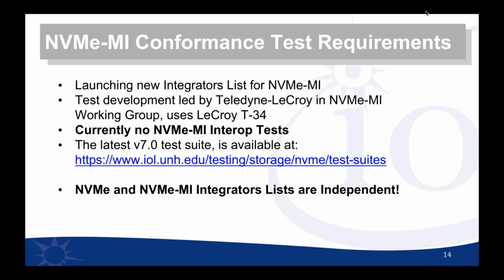It's up on the UNH IOL site, so you can download and see which tests there are, FYI, which tests are mandatory. Now, one thing I want to make really clear to folks is that the base NVMe list, based on the NVMe specification, and the NVMe-MI integrators list are independent. That means if a product qualifies for the NVMe list and maybe doesn't qualify for the MI list, that's okay. It'll just get listed on the NVMe list. They're not prerequisites for one another. They're going to be separate lists with their own requirements.